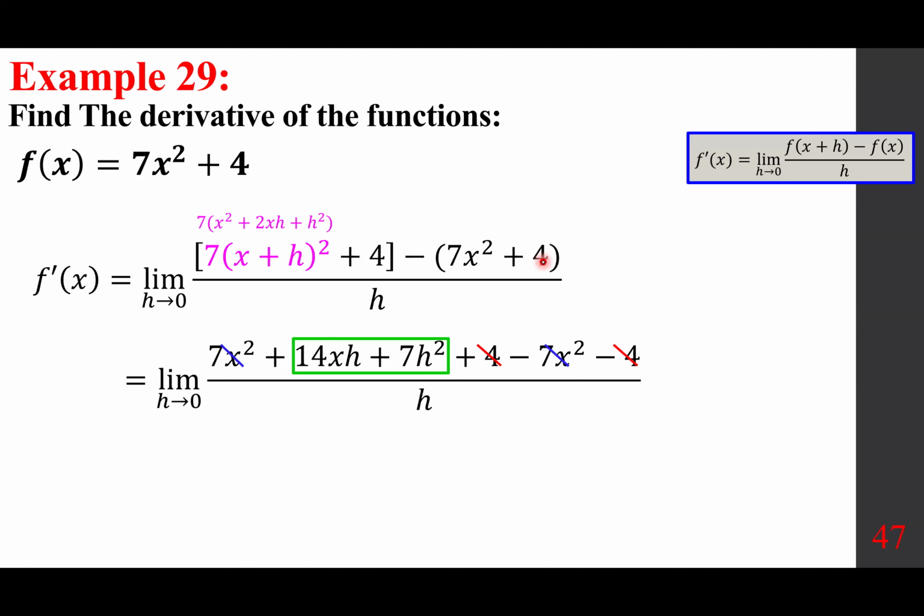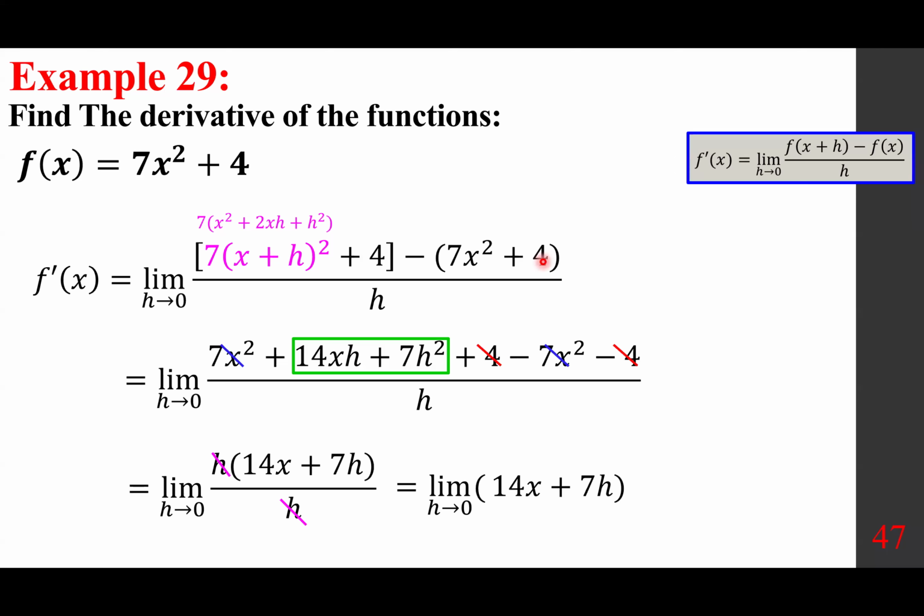As you can see, we can take 7h out, but I'm interested in getting rid of the h. So I'm going to take the h out only. This is not a proper factoring class. I did that because I just want to get rid of the h. You can do it either way. And so we get the limit of 14x plus 7h as h approaches 0, which means now you can replace this and you get 14x. And again, later on when we use the formula, we get to the answer in a split second. For now, we must use the definition for this exam.